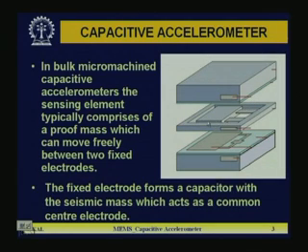Now, the middle sensing element is a movable seismic mass, because of the movement of the object whose acceleration we want to measure. So, this probe mass or seismic mass will move either up or down, and accordingly the capacitance between the seismic mass and top electrode and bottom electrode will change. That change of capacitance will be the measure of your acceleration. That is the capacitive accelerometer principle which we are going to follow in this case study.